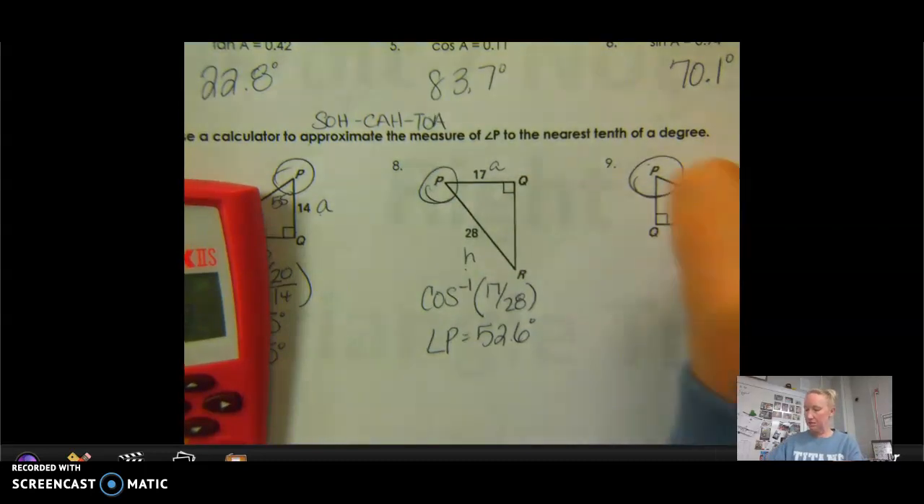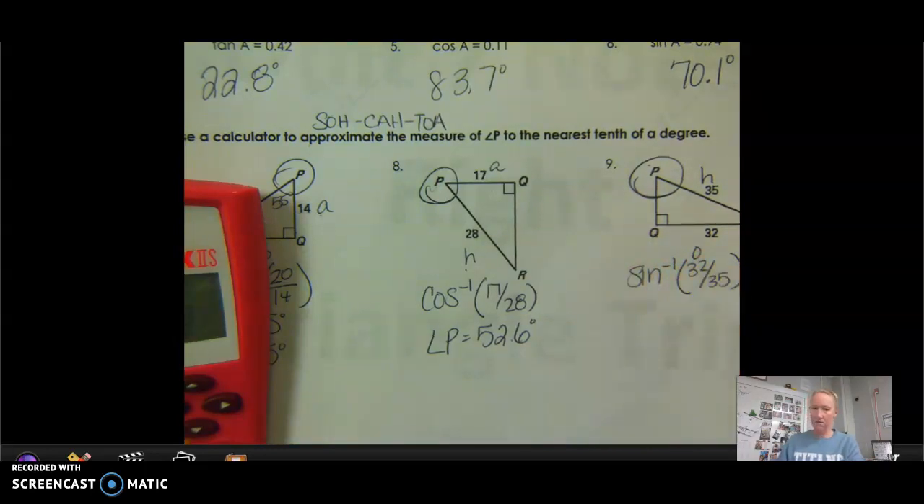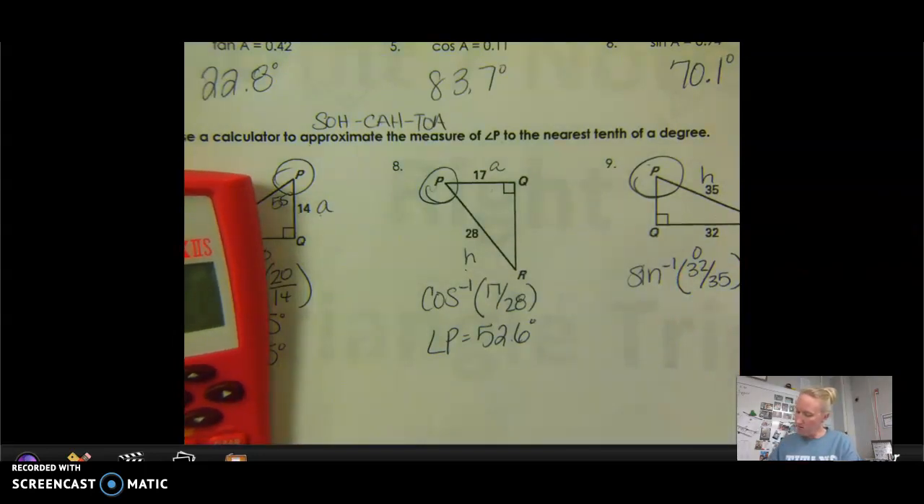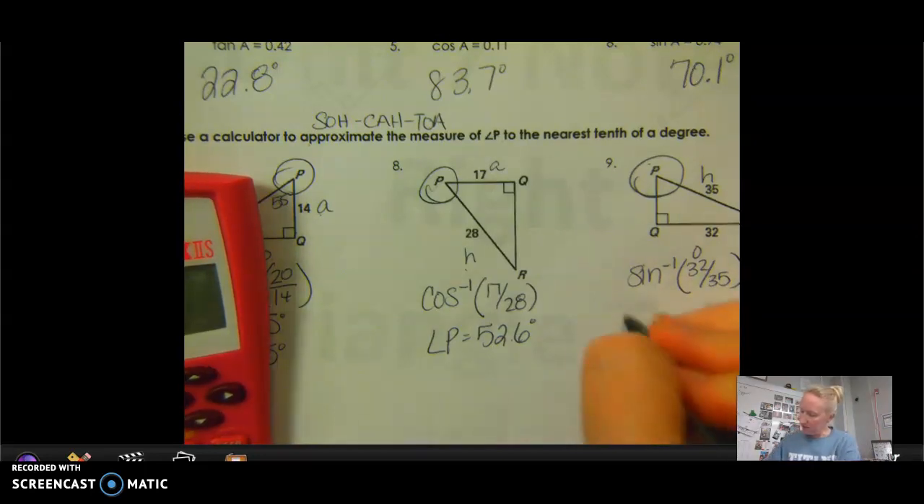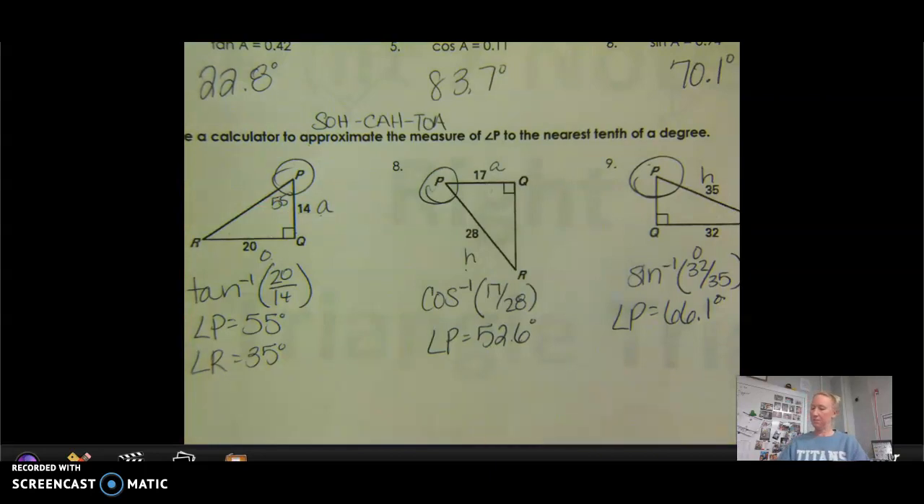This one is opposite and this one is hypotenuse. So O and H would be sine, so this is a sine inverse of O over H. Sine inverse of 32 divided by 35, parentheses. That is, angle P is equal to 66.1 degrees. Okay, that's the last page.